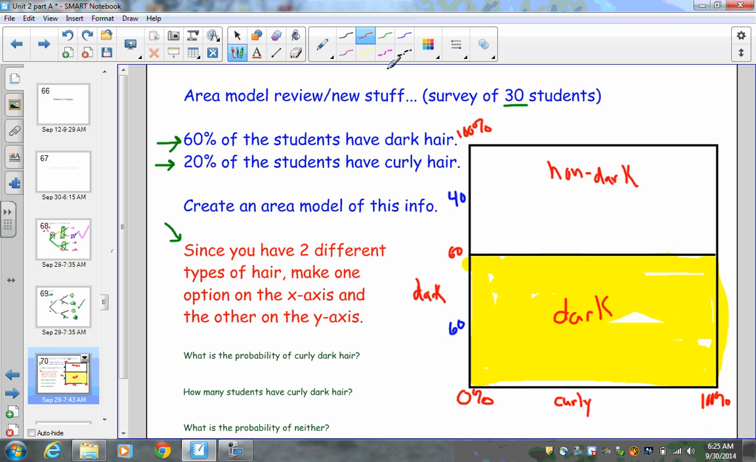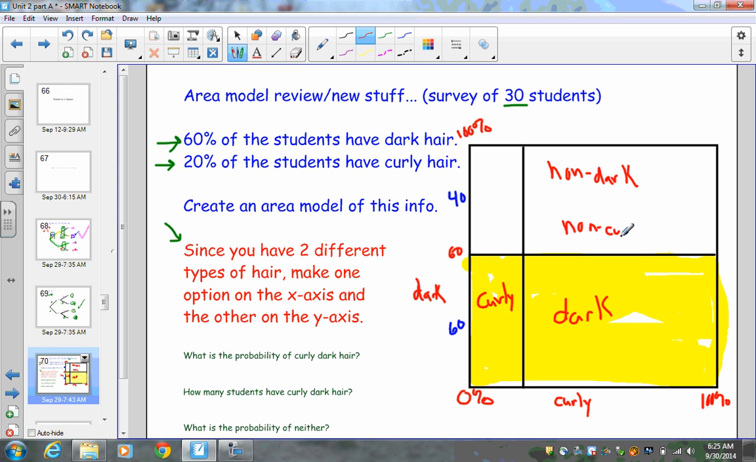Okay. Now, the next thing we got to do is 20% of the students have curly hair. So my curly haired folks, I'm going to go on my x-axis, and so I would say 20%. Let's just say it's right there. All right. So on the left-hand side of my vertical line that I drew, these would be curly, and on the other side will be non-curly.